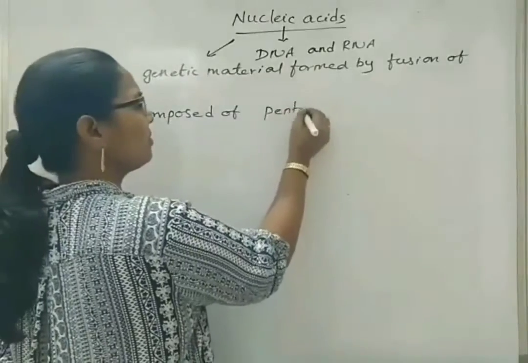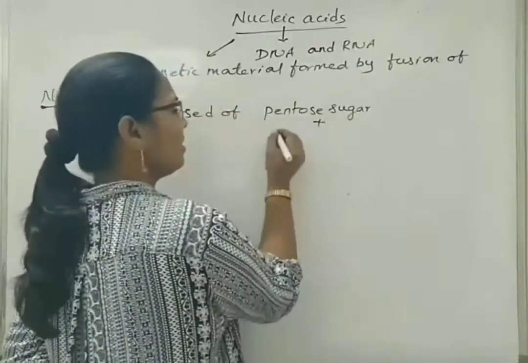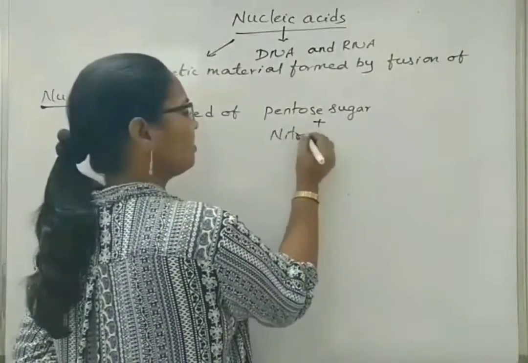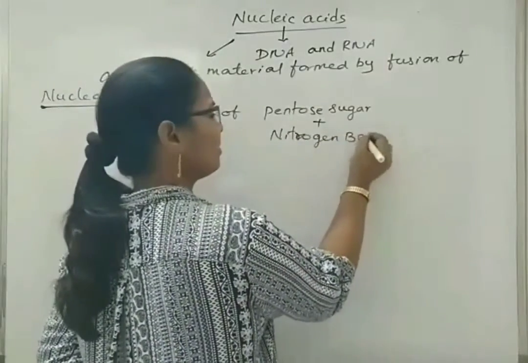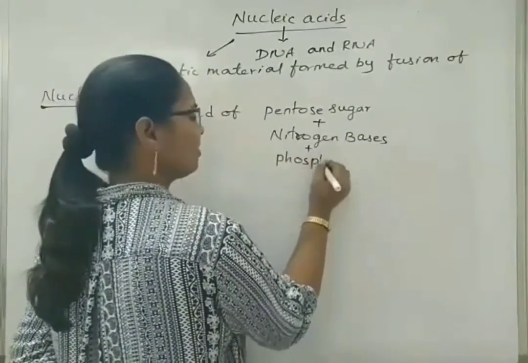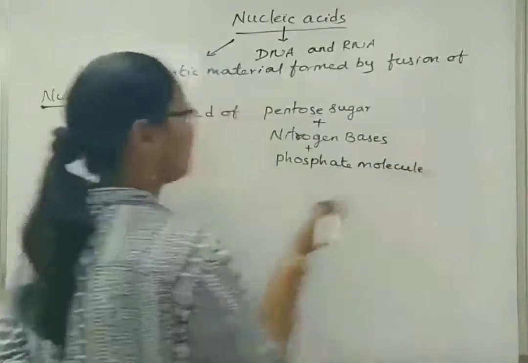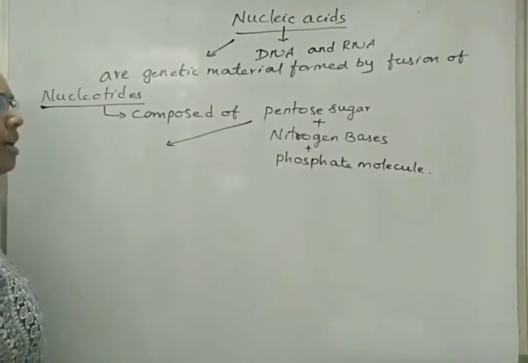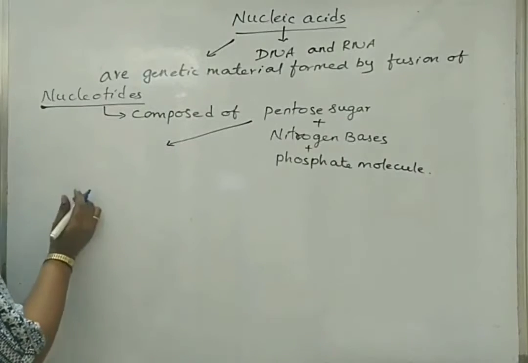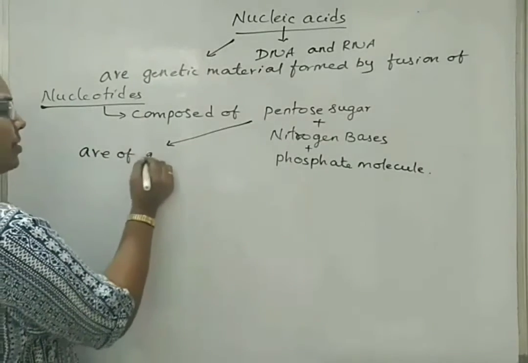pentose sugars plus nitrogen base plus phosphate molecule. What type of pentose sugars are involved in nucleotides or nucleic acids? Pentose sugars are of two types.